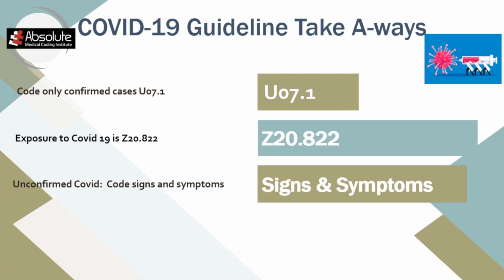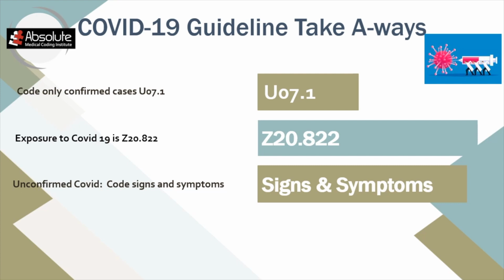Here are our guideline takeaways. In other words, always try to remember them. Number one, code only confirmed cases of COVID-19. Only confirmed. U07.1. And if you know inpatient guidelines, you know this contradicts inpatient general coding guidelines. Number two, exposure to COVID-19 is coded Z20.822. And number three, unconfirmed COVID, go ahead and code signs and symptoms.